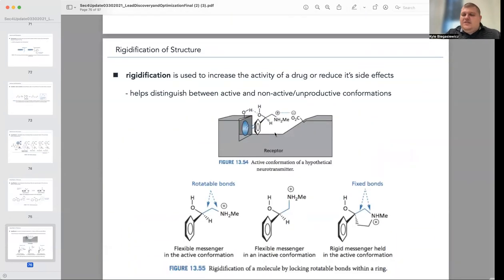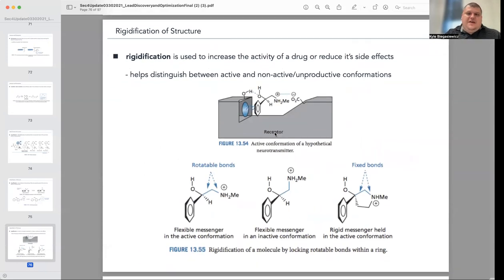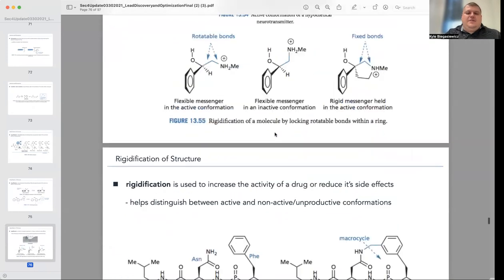Rigidification structures, yeah, this is going to be super important. In fact, I would start this slide. Really important, right, to keep everything conformationally locked, so it can bind to the target.